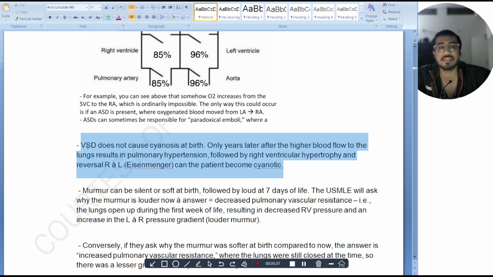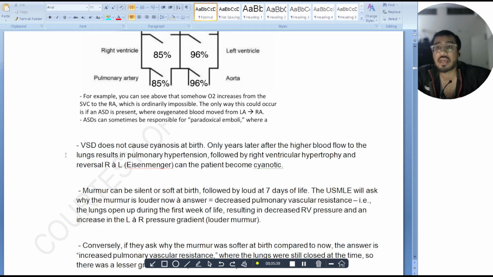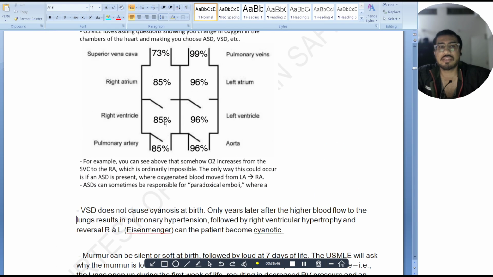I can't even stress it enough that the VSD is going to be asymptomatic at birth, and after some time, what is initially going to happen? Follow my cursor here. VSD would be present here. Initially the blood would flow from the left ventricle, because it's more muscular, to the right ventricle, and then go to the pulmonary artery. And what happens when this keeps going on? The pulmonary circulation develops a hyperdynamic, hypervolemic circulation that eventually results in pulmonary hypertension.